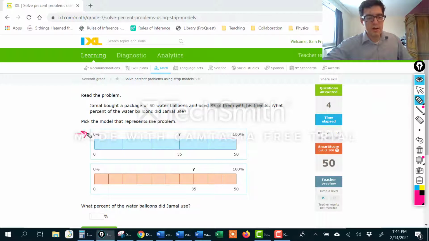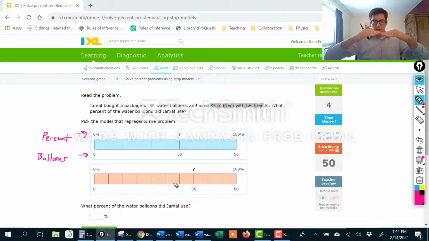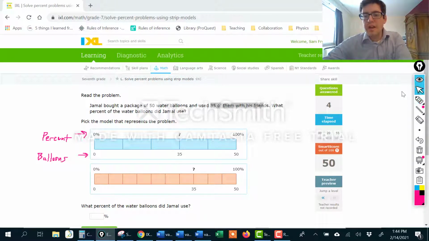So at the top here, we have the percent. In the bottom, we have the balloons. So it looks like the 35 is in the bottom part, which is where the number of balloons are. So I still can't rule out either of these models with that sort of reasoning. These models look very similar, actually. The 50 corresponds to 100. We have the question mark over here, right? We have the 35 beneath the question mark. So they look very similar.